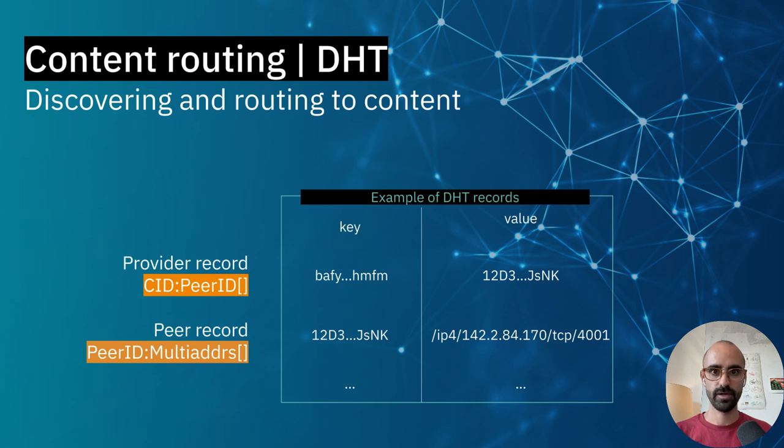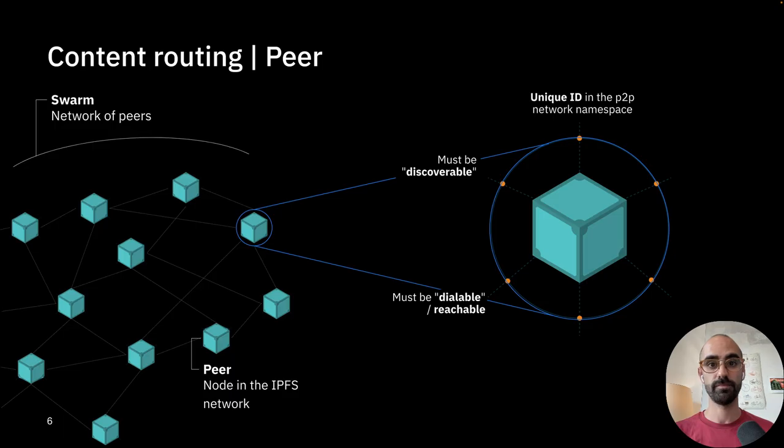Okay, so to sum things up, for content to be retrievable by CID in the IPFS network, a provider record has to be announced. If there are multiple providers, each of them has to announce. The peer must be discoverable, and also the peer must be dialable or reachable, even if it's behind NAT, as we saw in the case of my peer. So it needs to have a circuit relay reservation through which we can establish a direct connection.